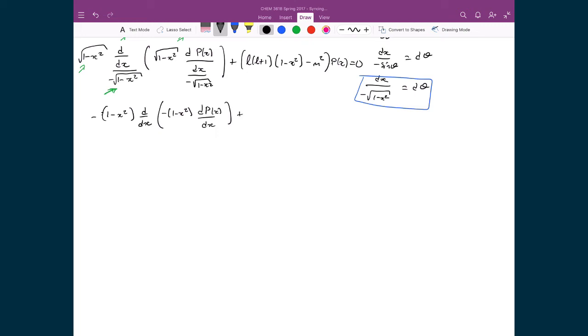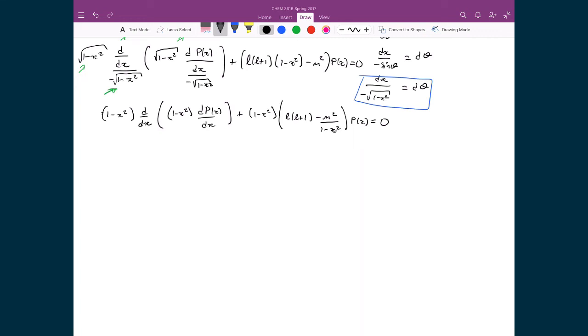What I'm going to do is distribute out this 1 minus x squared. So I'll get 1 minus x squared, I'll have my big bracket, and I'll have L plus 1 minus m squared divided by 1 minus x squared multiplied by p of x, and that's equal to 0. And so then here in front I've got a minus sign, and inside this parentheses I also have a minus sign, so I can pull out that minus sign and make that plus, and so I'll just remove it altogether.